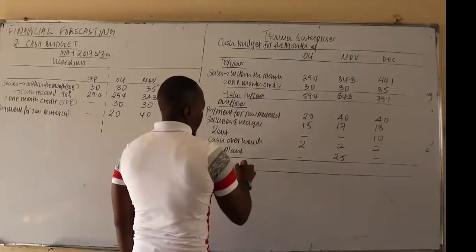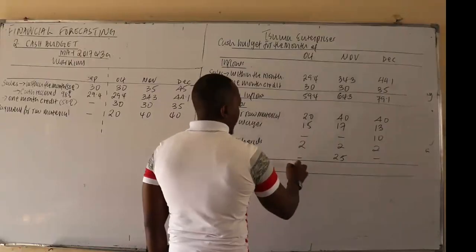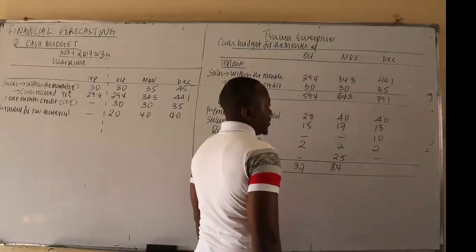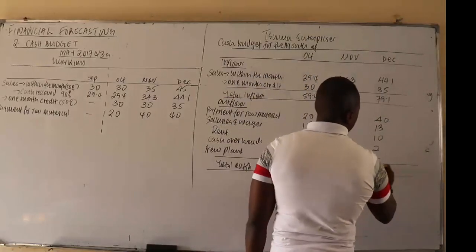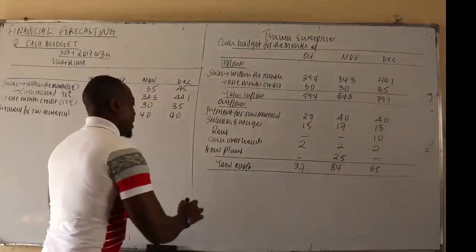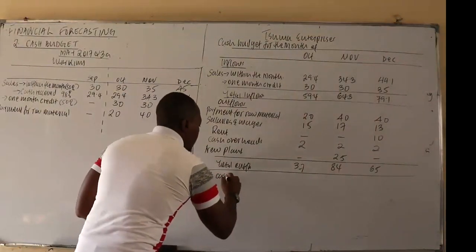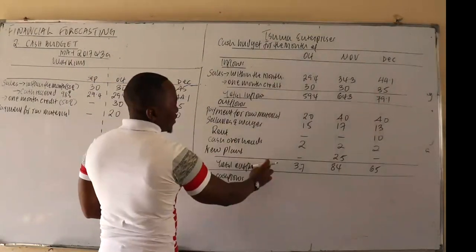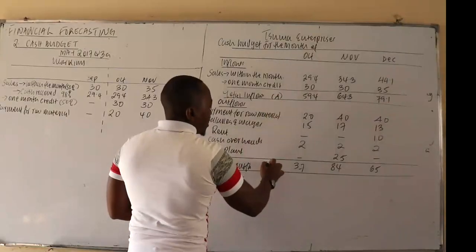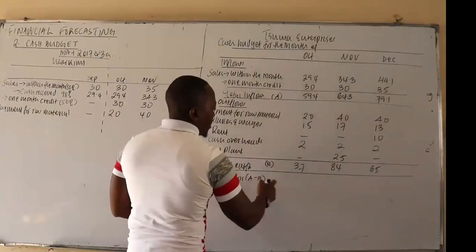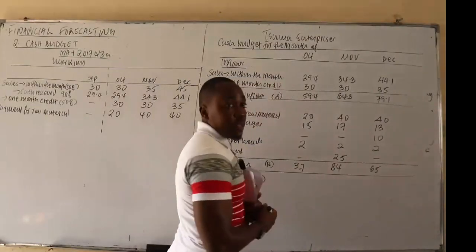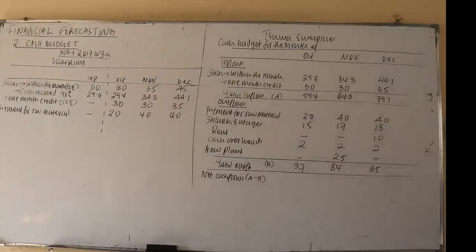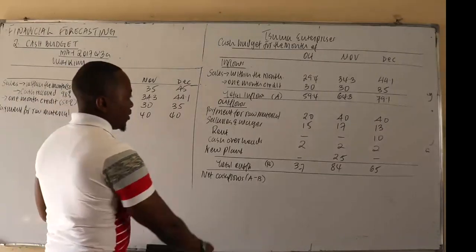So now give me the total outflow. 20, 40, 50, 60, 70, 80. You get 84? 40, 50, 60. You get 65? Good. Then now we can get the net cash flows. How to get the net cash flow? You take the inflow for the month, you minus the outflow for the month. So you can call it A, and this one can be our B. Additional information, we'll come to that. So now I'll give you the net cash flow.